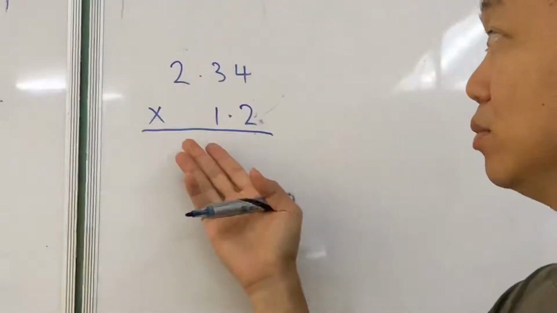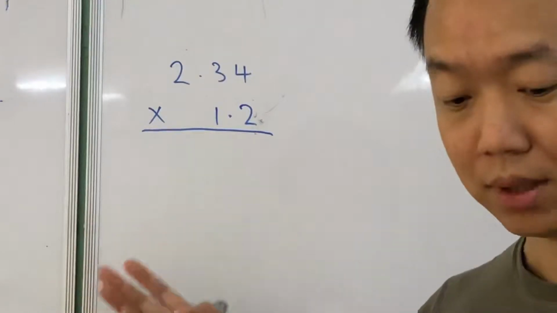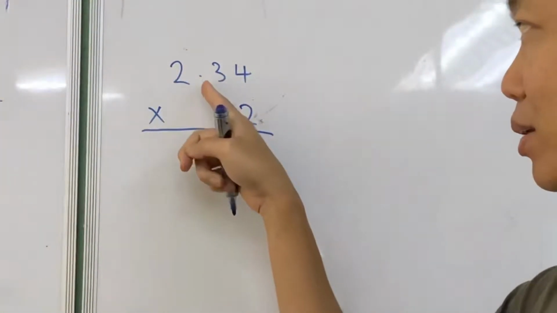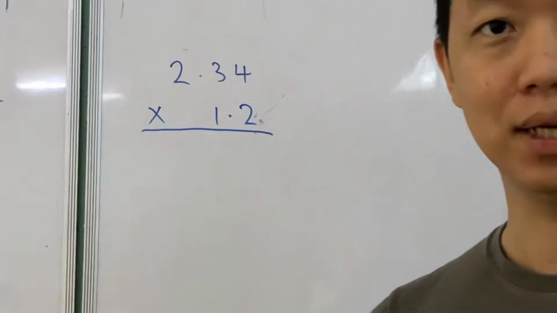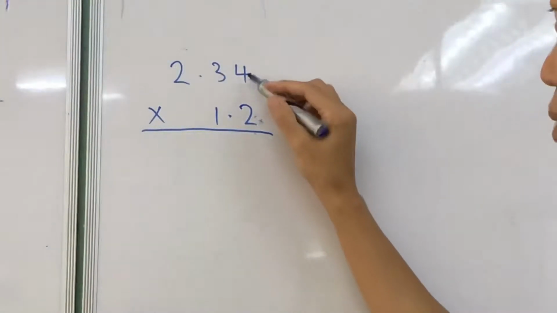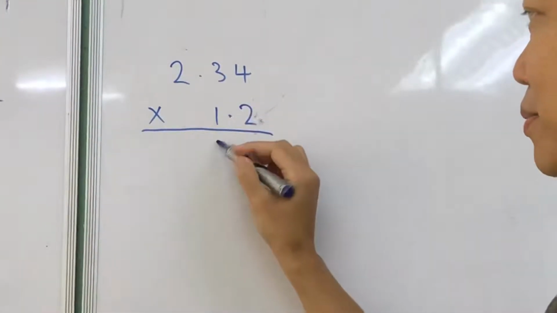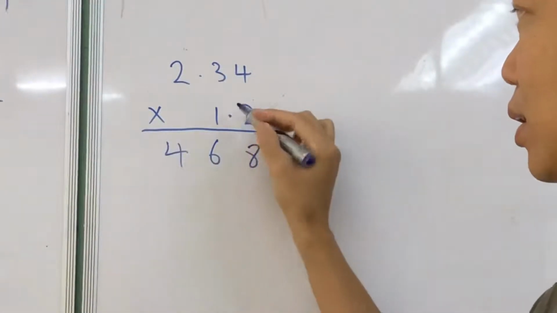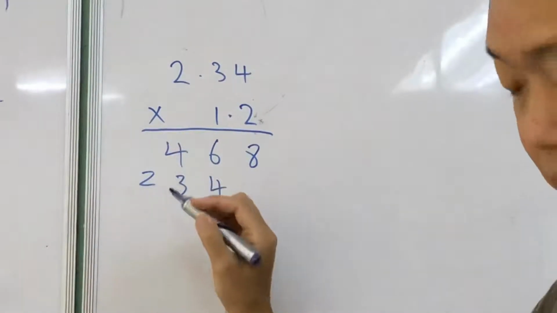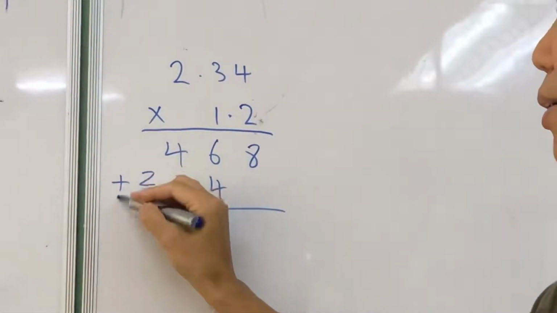First of all, we're going to write them out. Step 1, multiply like whole numbers. We write it out like that, but we make sure we have the decimal places over there. And we proceed to do the multiplication. So this is 8, 6, 4, 1 times 4 is 4, 3, 2. Write it down like this.